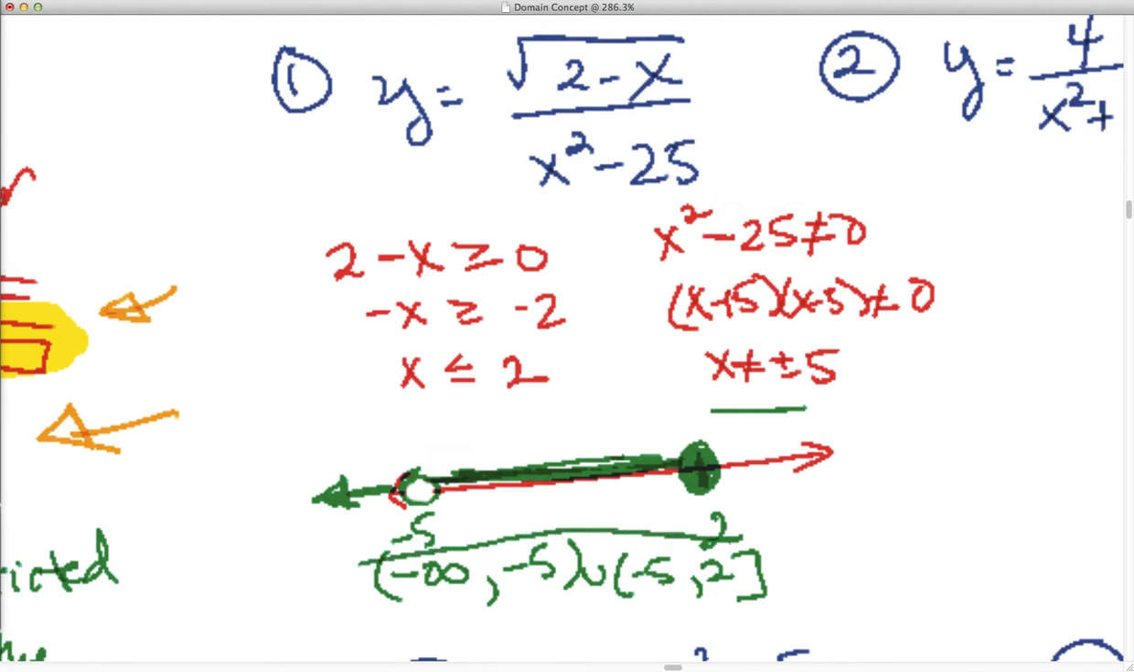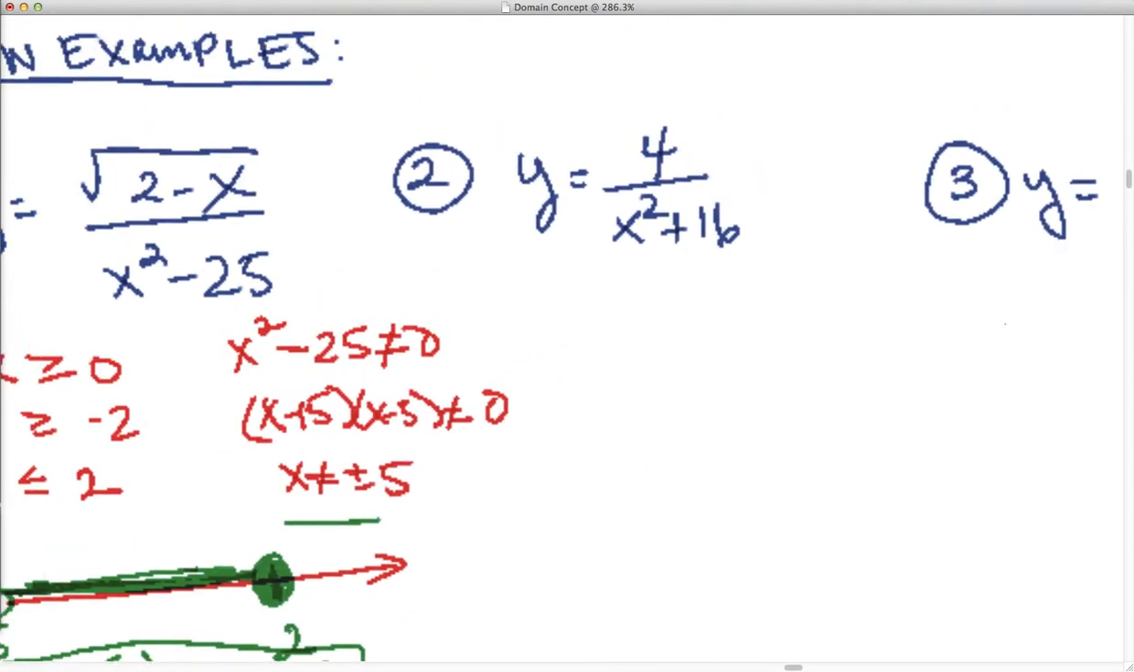Okay. Why did we not use sign analysis? Because only the numerator had the square root. Okay. Let's look at this next one. Yes, there's a denominator, but if we square a number that's positive, add a number to that that's positive, it makes it more positive.